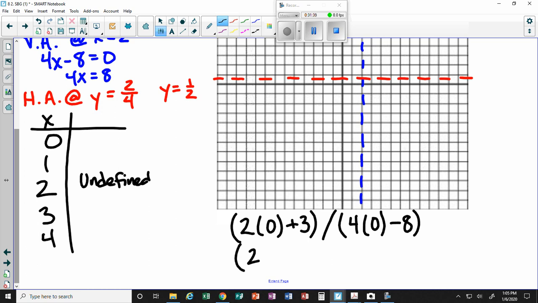Now, you could have done this: parentheses 2, times 0 if you wanted, plus 3, divided by parentheses 4 times 0 minus 8. You could do that also instead of using extra parentheses. That would work too. But generally I use parentheses when I plug it in, especially if there are powers. All right, so when I plug that in, it's going to be 3 over negative 8, which is negative 0.375.